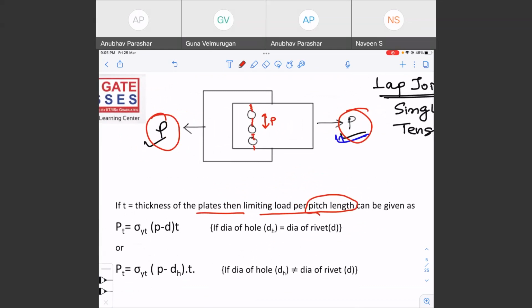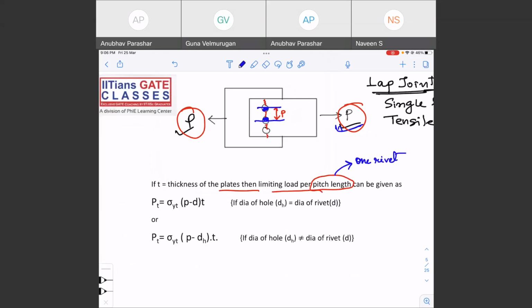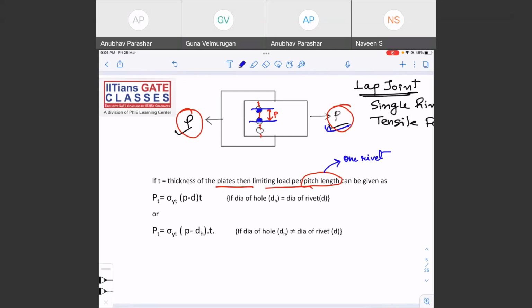Per pitch length. What I'm asking you, Naveen, is per pitch length. For one length, I can see only one rivet, right? Per pitch length means this much. In this much length, how many rivets are there? Half of the rivet is covered up here. So I can say per pitch length, in this case, there is only one rivet. Are you understanding my point?